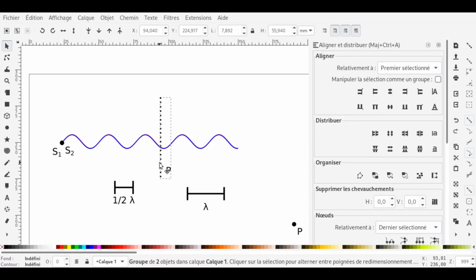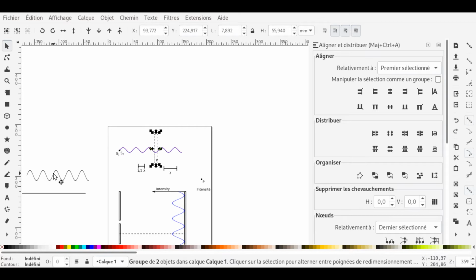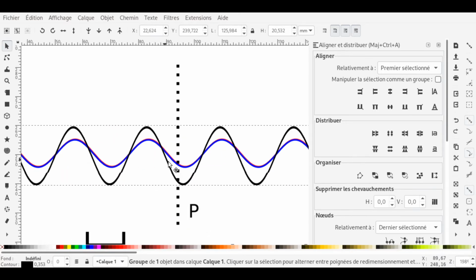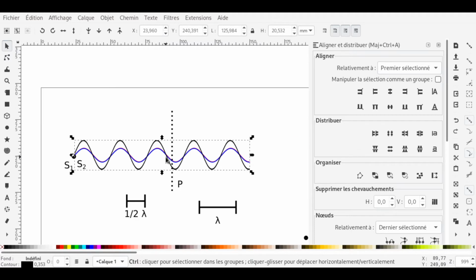Thus, they will interfere constructively. They will always add up to create something larger. They will never cancel. So the result would look approximately like this. In black would be the result of the addition of the two waves.